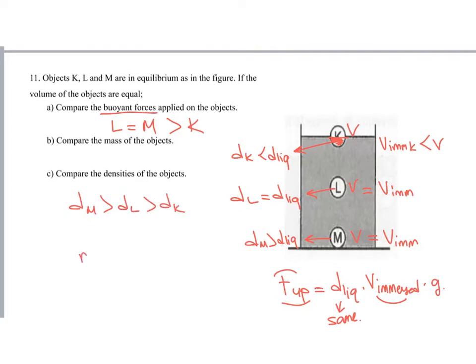The mass is equal to density times volume. As they have the same volume, mass is directly proportional to density. So we have the same relation: M is bigger than L, which is bigger than K.